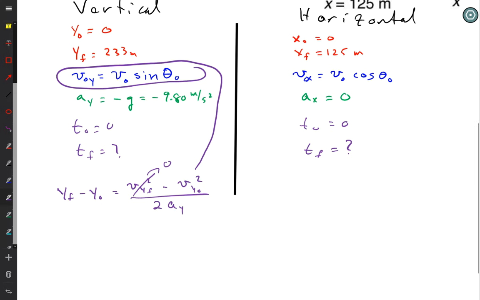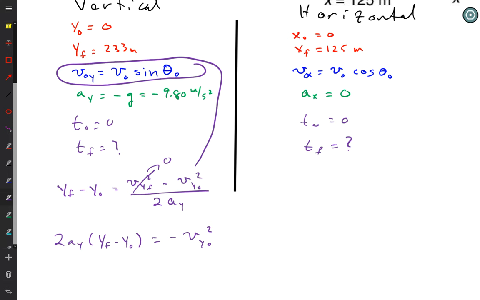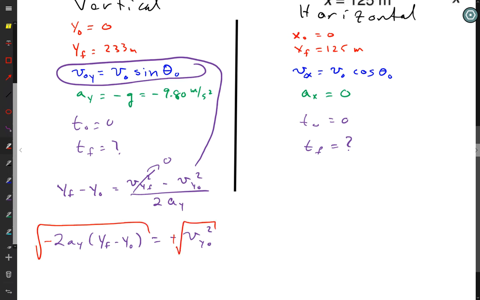Well, first multiply both sides by 2ay. Obviously, I have to move the minus across, or I'm going to have some problems in my square rooting. So move the minus across, that is multiply both sides by -1. And then square root both sides. And I'll have two answers, a positive answer and a negative answer. Because it started going up, I'm going to take the positive answer. So let's just get that.